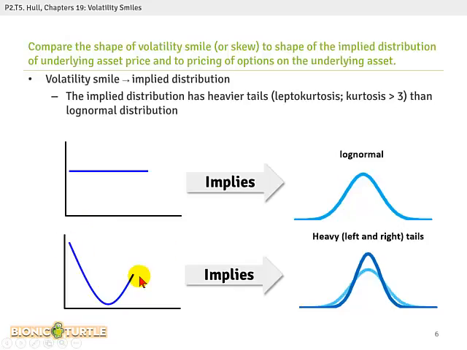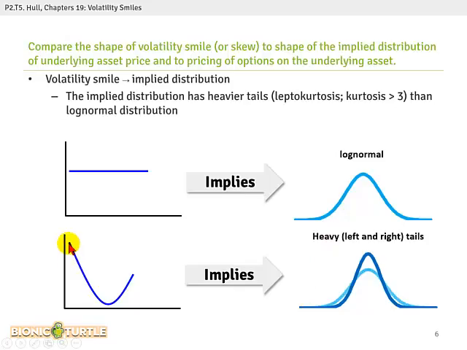One way to cope with that, or to interpret that, is to say that what the market is saying is that the distribution of the stock is in fact not log normal. It's different than the log normal. And specifically in the case of a smile, because we've got higher implied volatility on the left and higher implied volatility on the right, that would correspond to a distribution that has heavier left and right tails.